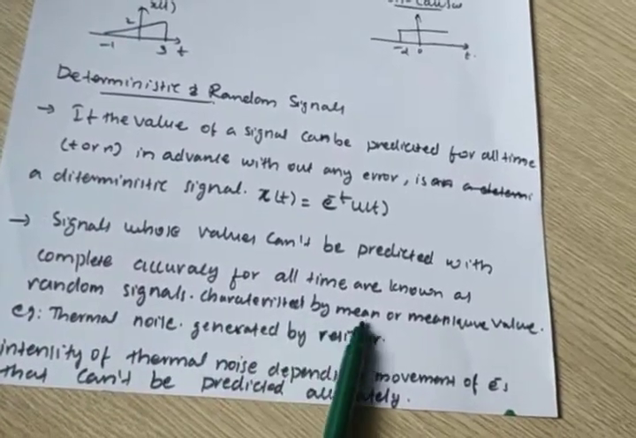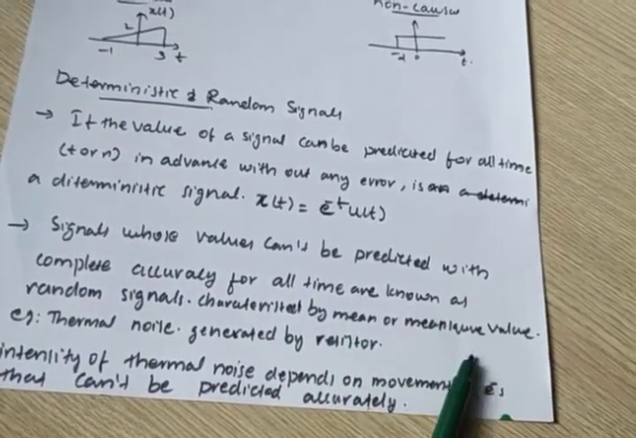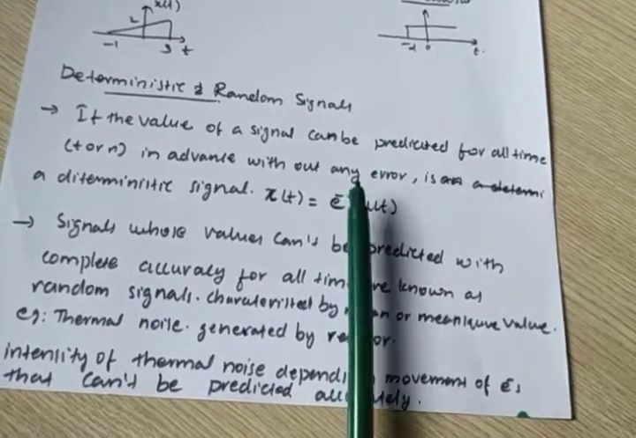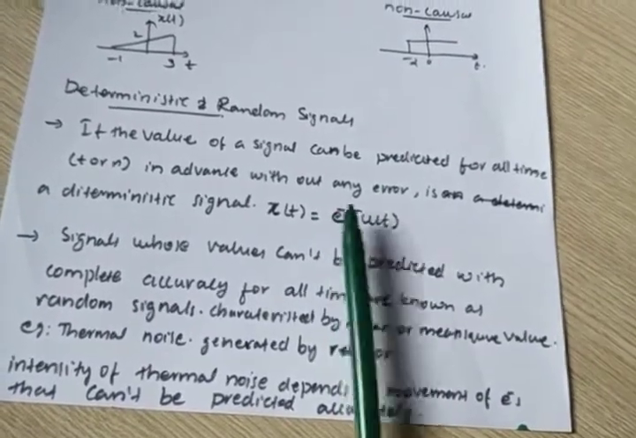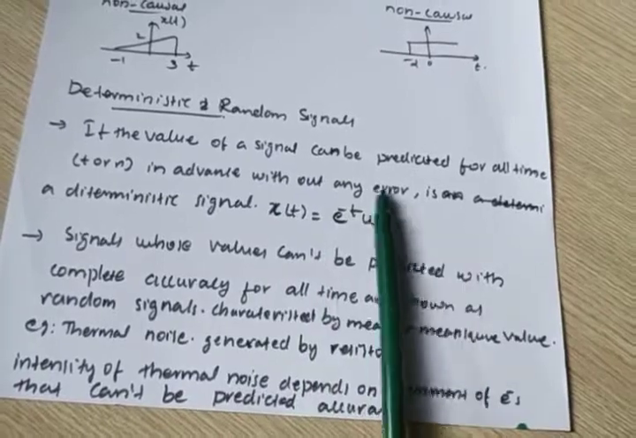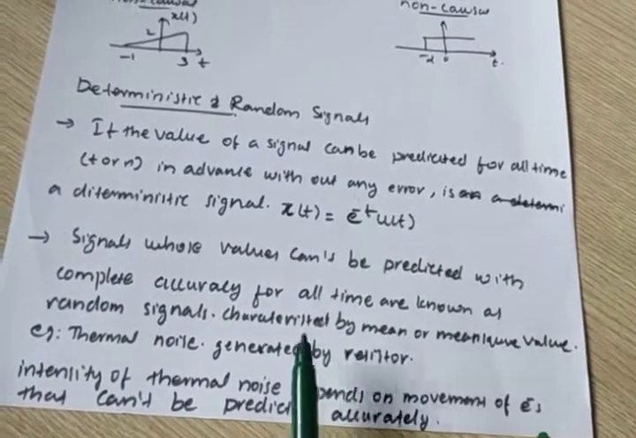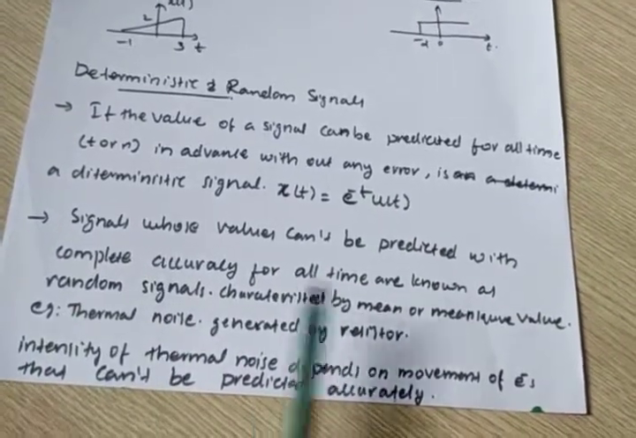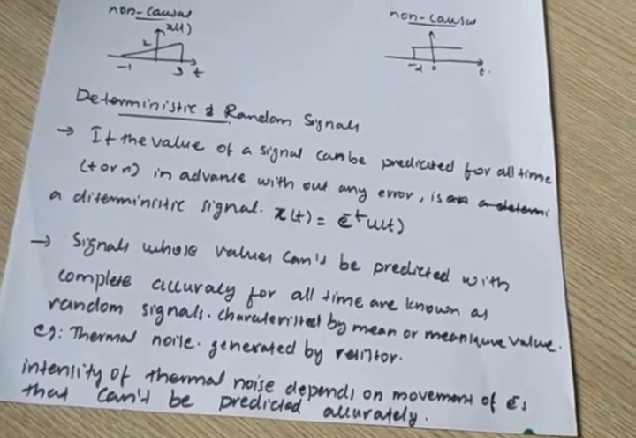This is normally characterized by mean or mean square value. If a signal value can be predicted for a particular instant of time or all instants of time, such a type of signal is called deterministic. If it is not defined for all the time, then it is a random signal. That's about the classification of signals.